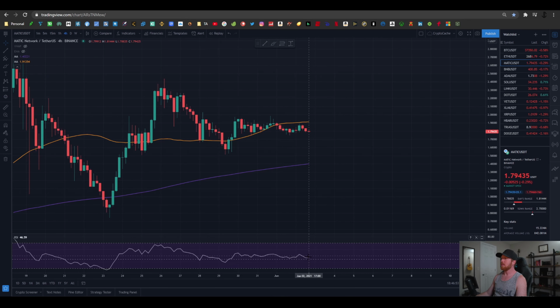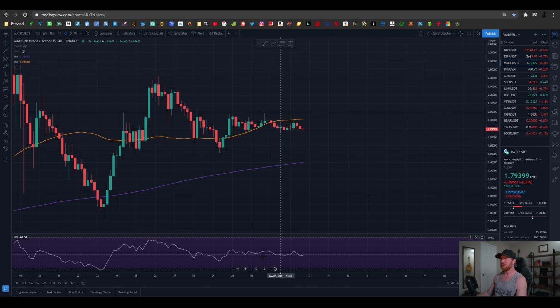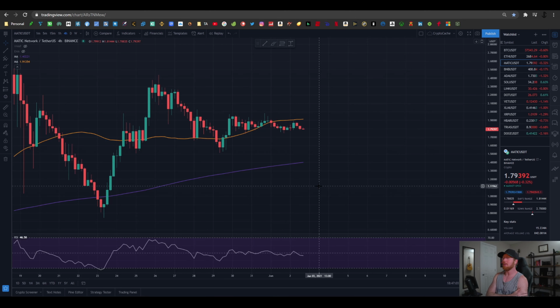Okay, but RSI is right in the center. Not much to note here. It is essentially not going anywhere. It's kind of hanging out in the center, and that happens. And that's basically another reason why I think there's going to be a breakout soon.